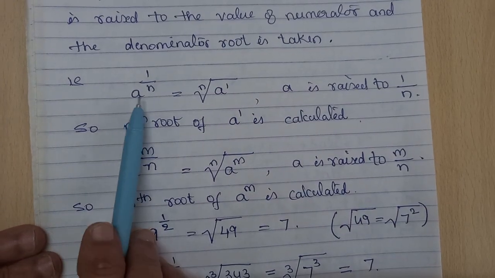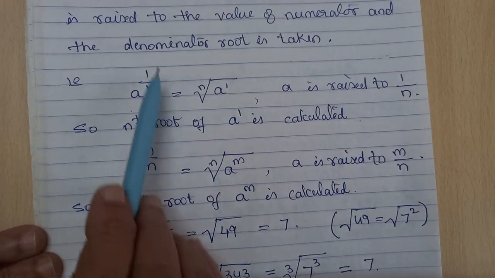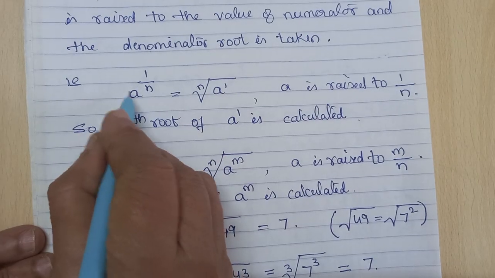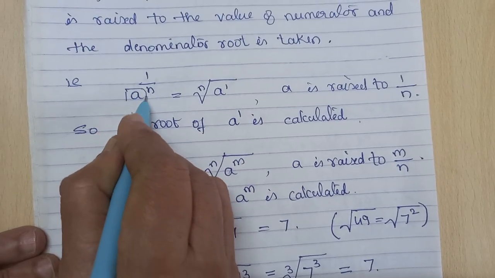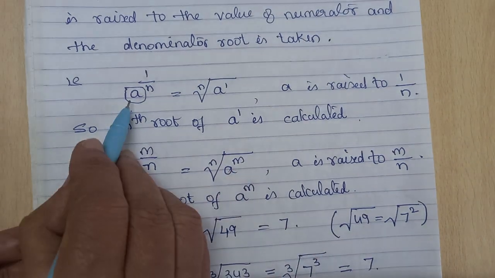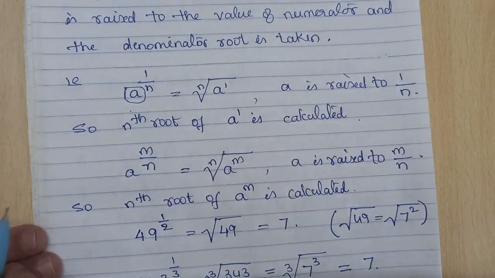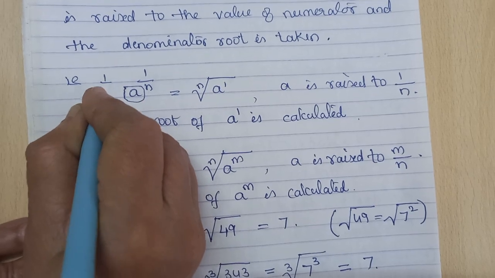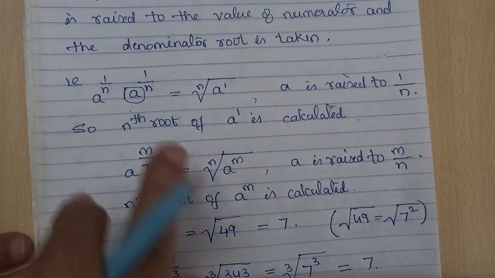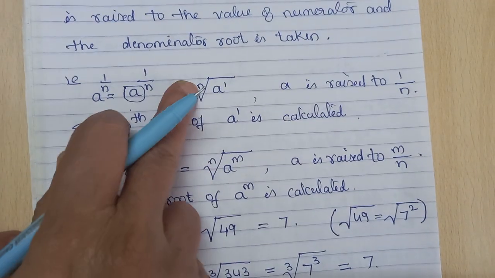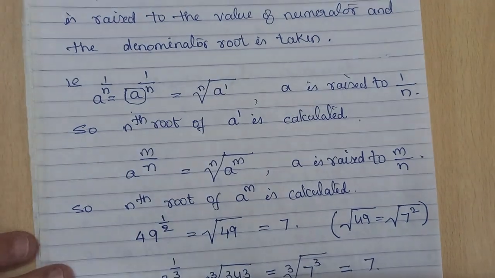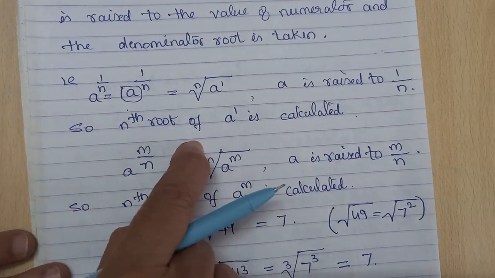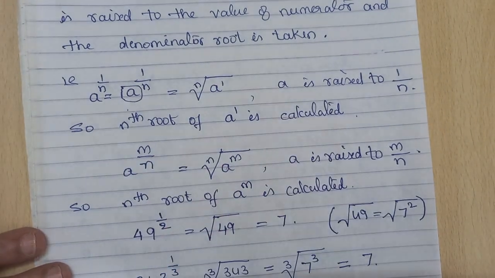It means a raised to 1 upon n. Here the base is a. Okay. And this base is raised to 1 upon n. a raised to 1 upon n is equal to nth root of a to the power 1. a is raised to 1 upon n, so nth root of a raised to 1 is calculated.